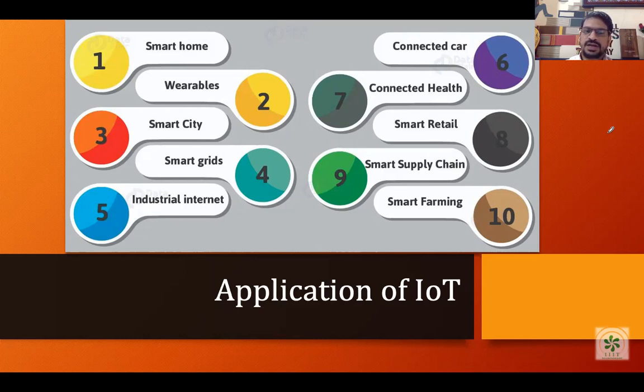Then we have some examples like smart grids. Smart grids are nothing but the whole power distribution system, if we want to connect it through IoT technology. In the smart grid, we can easily identify in which particular region electricity usage is more, and in which region less electricity is required. In that way, we can distribute the electricity efficiently and manage the load of the electricity energy.